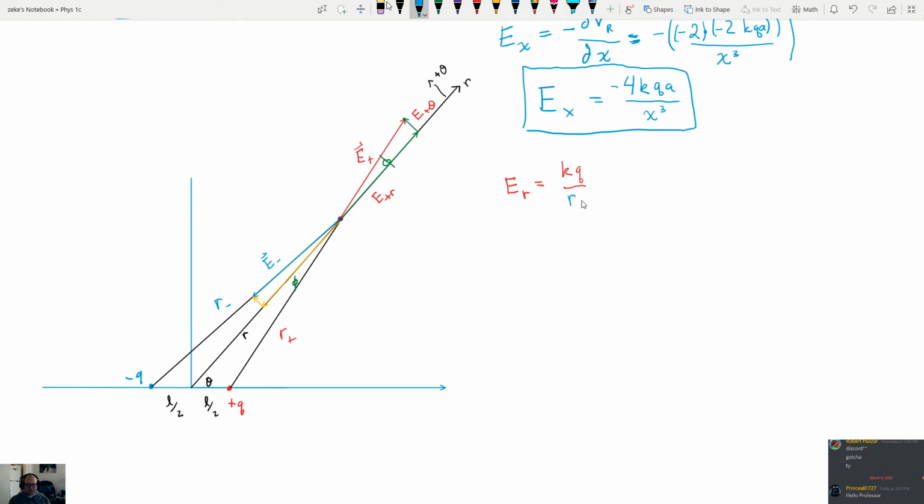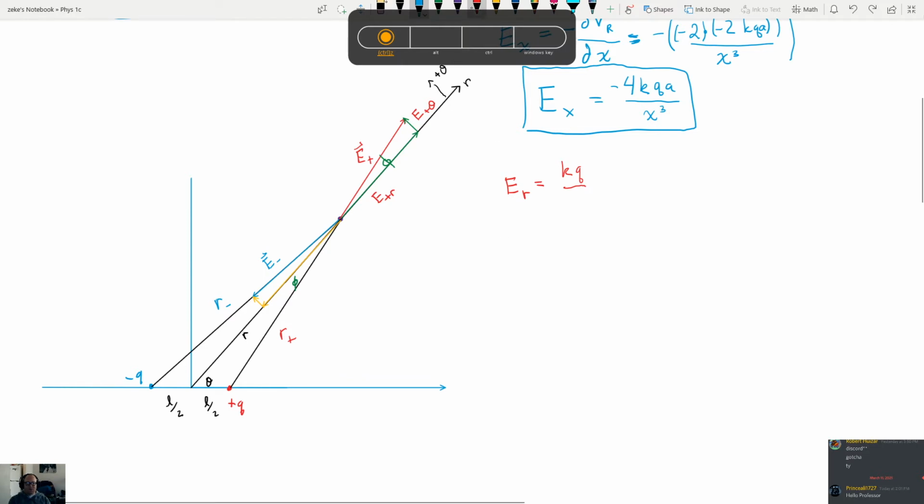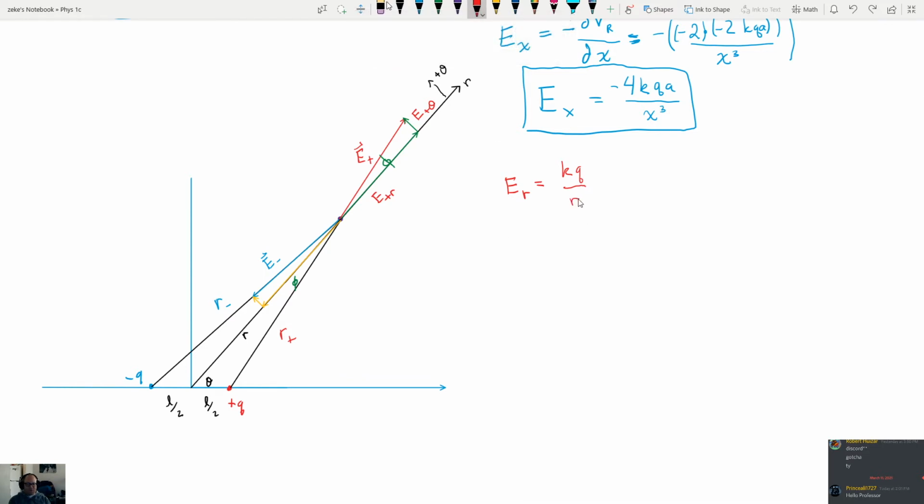So the electric field in the R direction is going to be KQ over R plus squared. And then we also have to subtract this vector over here. Well, I'm not quite done yet, actually, am I? KQ over R plus squared, but we also have to multiply by what? If we want just the radial component of this thing up here.